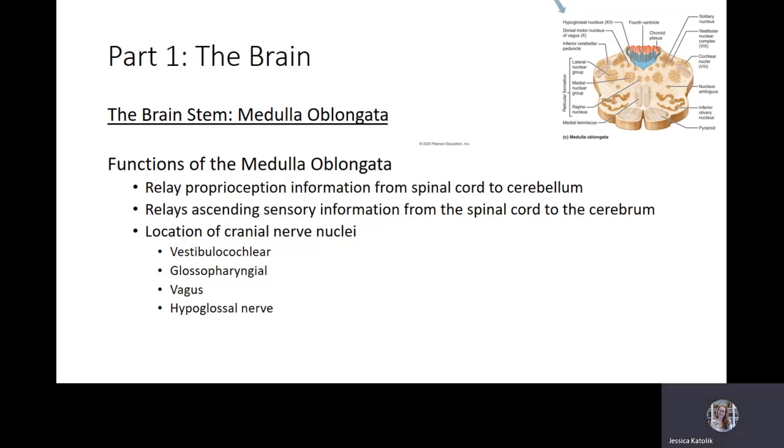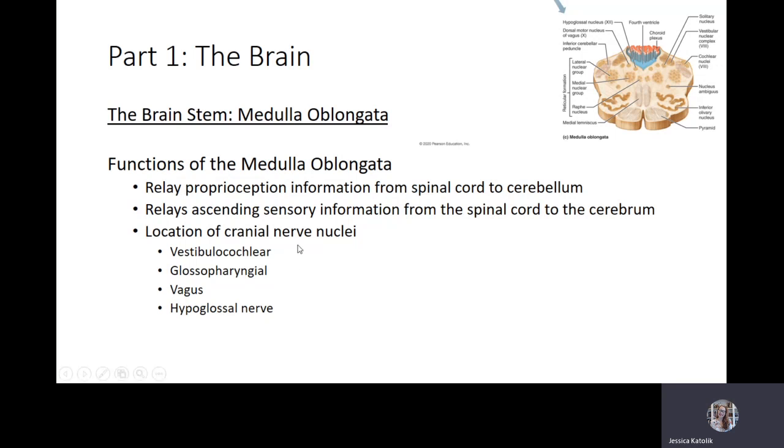The medulla oblongata is also going to be a relay station between the spinal cord and the cerebellum, and it also is going to carry sensory information. So it's going to be a huge relay station.